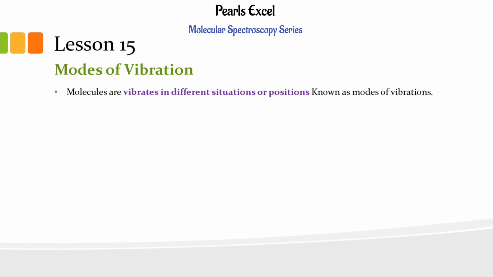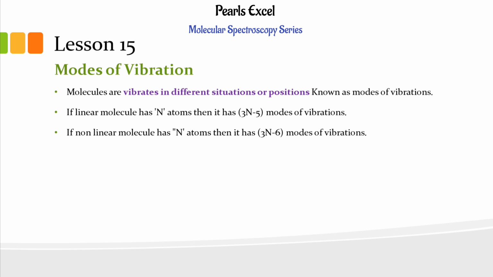So today we'll start with lesson number 15, that is modes of vibrations. So let's get started with the first definition. Molecules vibrate in different situations or positions, known as modes of vibrations. If a linear molecule has n number of atoms, then it has 3n-5 modes of vibrations. And if a non-linear molecule has n number of atoms, then it has 3n-6 modes of vibrations.